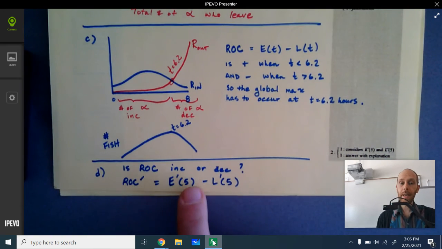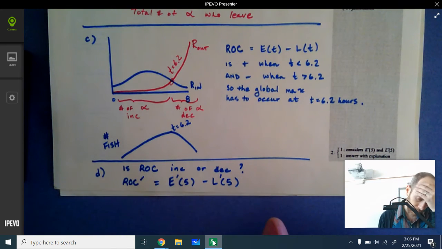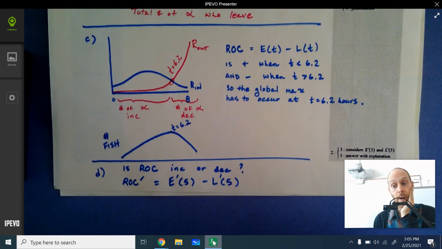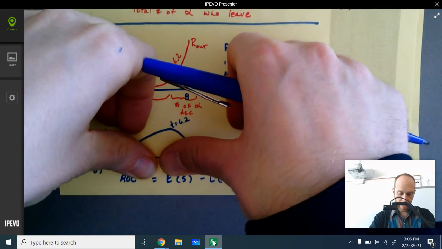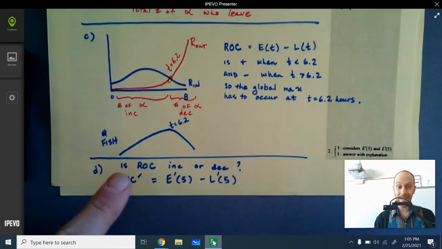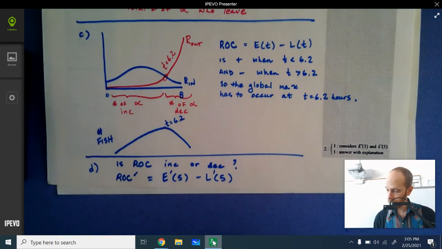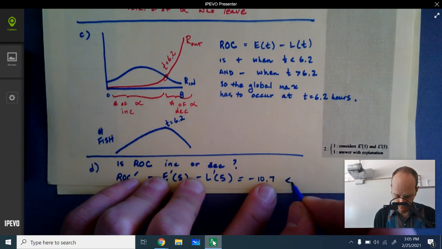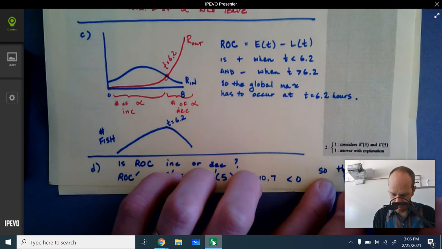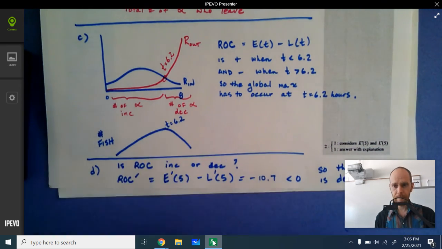Now keep in mind, the reason I'm taking the derivative is because they asked us whether the rate of change is increasing or decreasing. If it had just asked us whether the number of fish is increasing or decreasing, right? Then we would just do E of 5 minus L of 5. But since it's the rate of change increasing or decreasing, we got to take the derivative. This is equal to negative 10.7, which is less than 0. So the rate of change is decreasing.